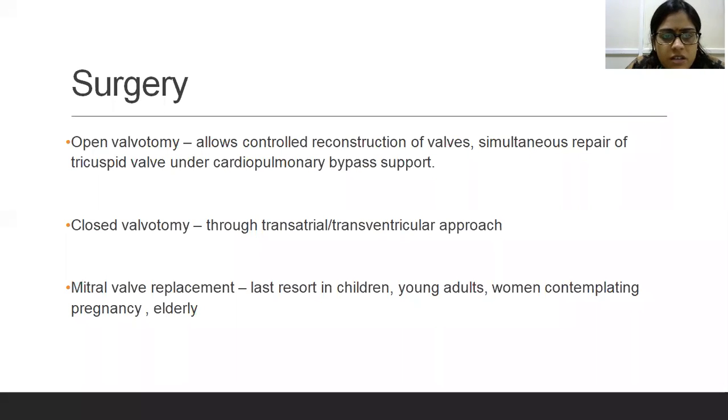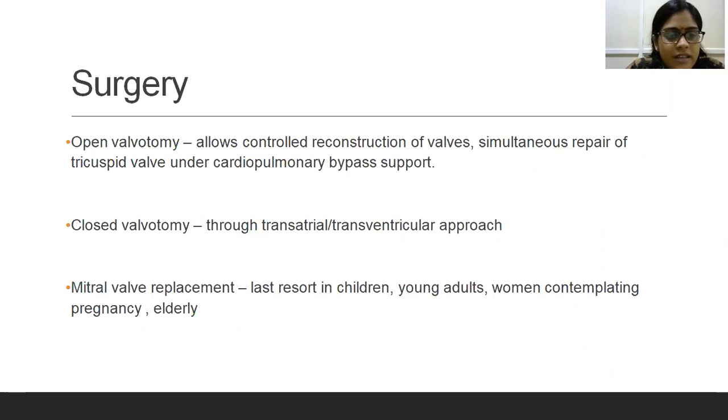Then closed valvotomy is done through either a transatrial or transventricular approach. Then mitral valve replacement is the last resort. It can be done in children or young adults who are planning pregnancy, or in very old adults.